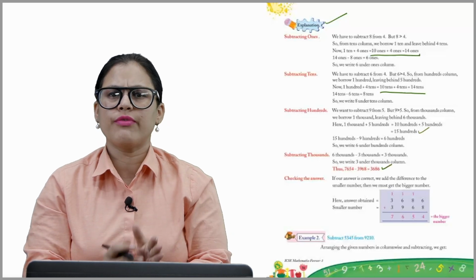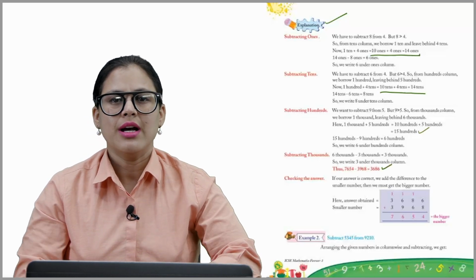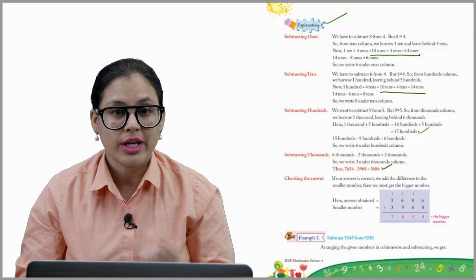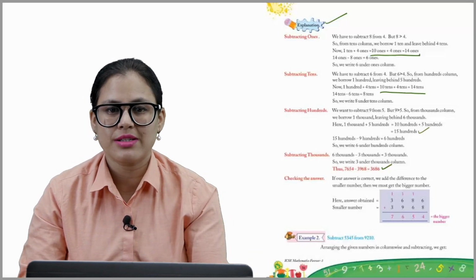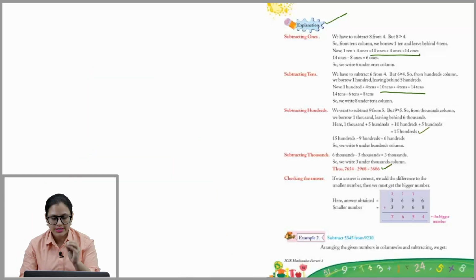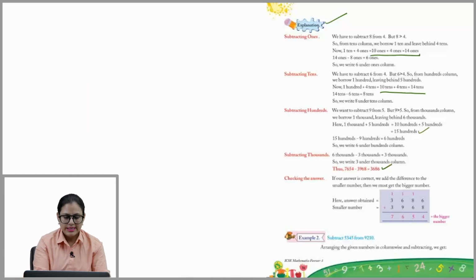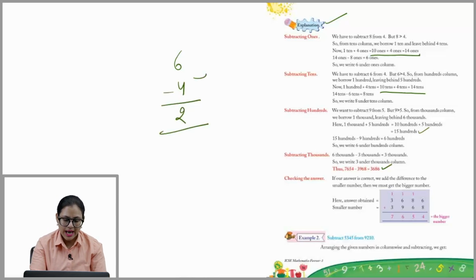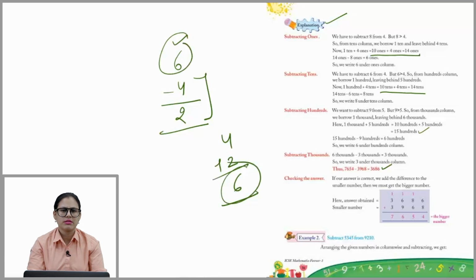And checking the answer, if we want to check whether the answer we got is correct or not, what will we do? If our answer is correct, we add the difference and the smaller number, then we must get the bigger number. Okay. For example, I'll take a simple example. 6 minus 4 is what? 2. Now, suppose we want to check our answer. So what will we do? We will add these two numbers, and after adding these numbers, we will get sum as this number. 4 plus 2 is 6. Okay. That means our answer is correct.